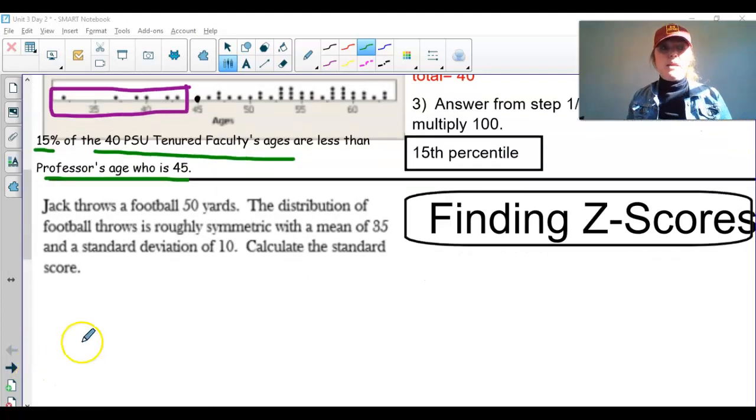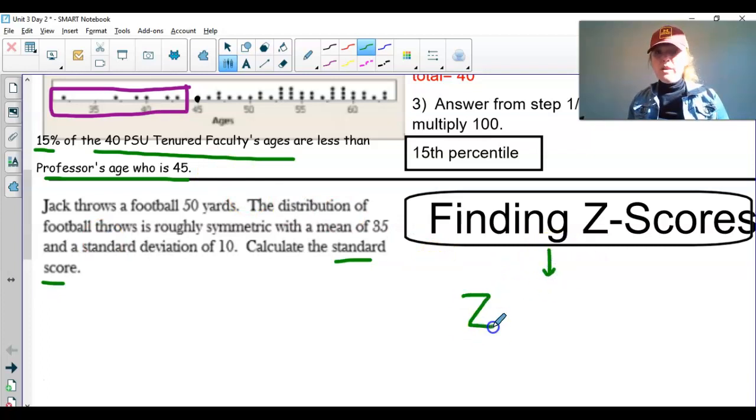Let's look at this example here. Jack throws a football 50 yards. The distribution of football throws is roughly symmetric with a mean of 35 and a standard deviation of 10. Now notice it says calculate the standard score. That is the same as a z-score. The formula for a z-score is right here.